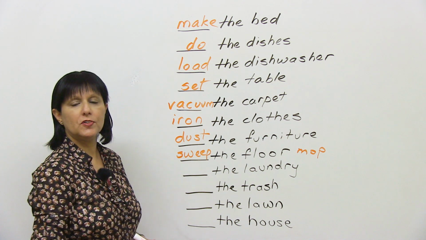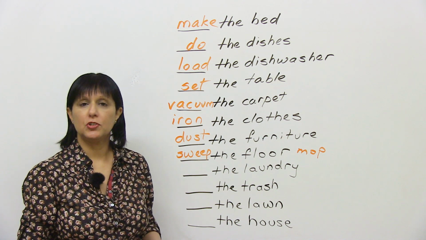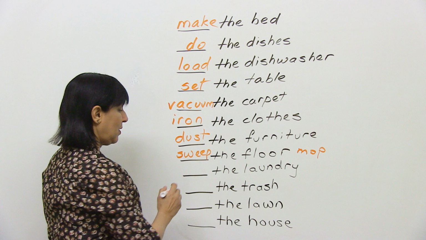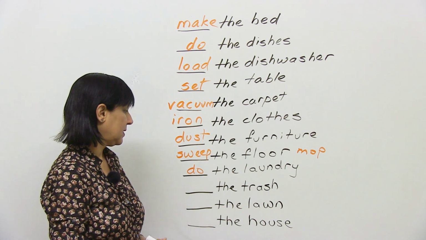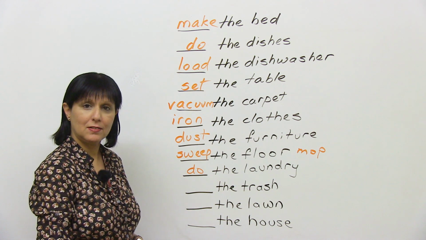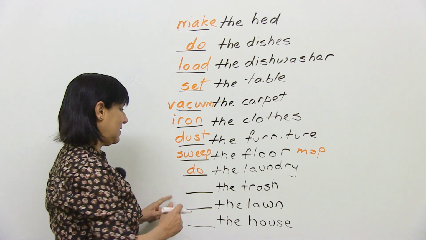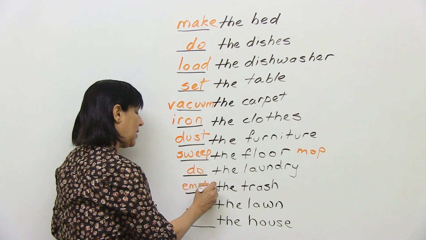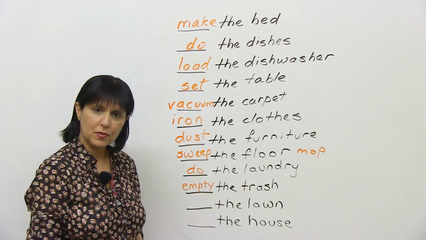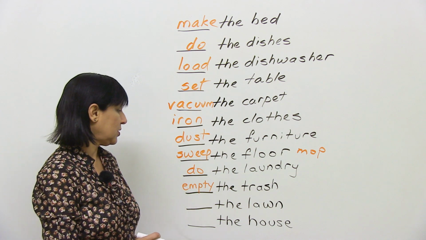Next, which verb do you use to describe the laundry? Okay, which one? I need to do the laundry. Good. What about the trash? Okay, you could say I need to empty the trash, I need to take out the trash, all right? Depends on the situation.